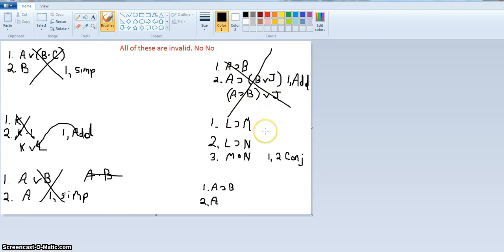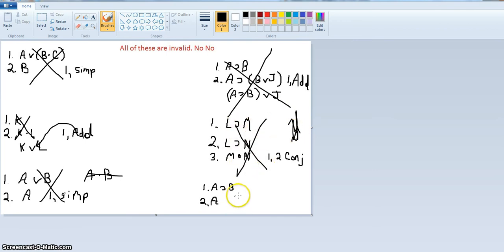Okay, the next one we have if L then M, if L then N, and M and N by conjunction. Well, no, that doesn't work either. You have to get M on its own line. You have to get M by itself, and then N by itself, and then conjoin them, right? That just doesn't work.